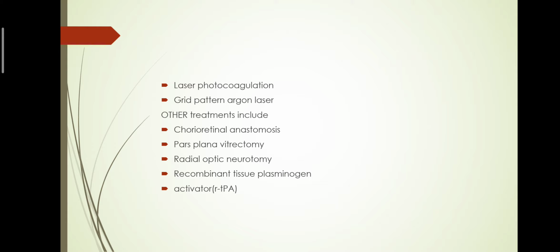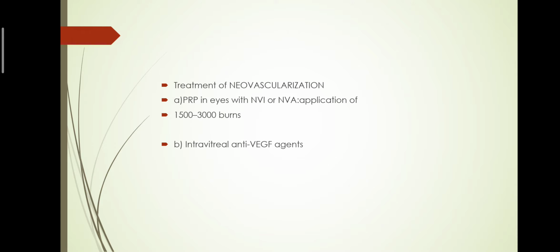The other treatment options which have been tried, but with a very low success rate, are chorioretinal anastomosis, pars plana vitrectomy, radial optic neurotomy, and recombinant tissue plasminogen activator. All these have been tried but with a very low success rate. So if the patient develops neovascularization, what is the treatment? When neovascularization develops we have to do pan-retinal photocoagulation.